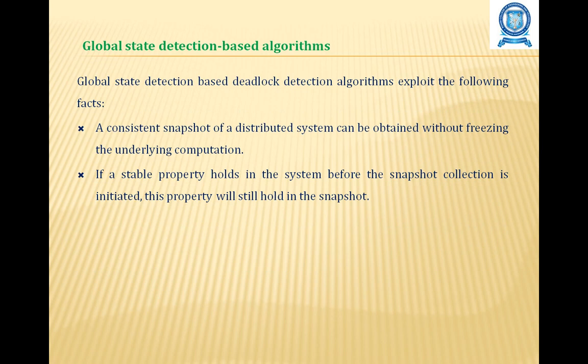The last algorithm is the global state detection based algorithm. Global state detection based algorithms exploit the following fact: a consistent snapshot of a distributed system can be obtained without freezing the underlying computation. If a stable property holds in the system before the snapshot collection is initiated, this property will hold in the snapshot. Therefore, distributed deadlocks can be detected by taking a snapshot of the system and examining it for the condition of a deadlock.